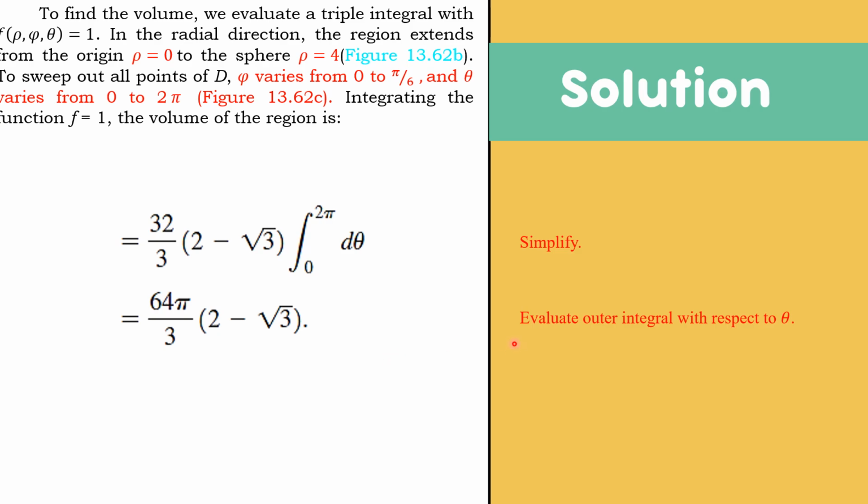Therefore, evaluating the outer integral with respect to theta, we get 64 pi. We just ignore the lower bound, it's just 0. So we have our final answer. The volume of the region bounded by these parameters is equal to the constant number 64 pi over 3 times 2 minus square root of 3.